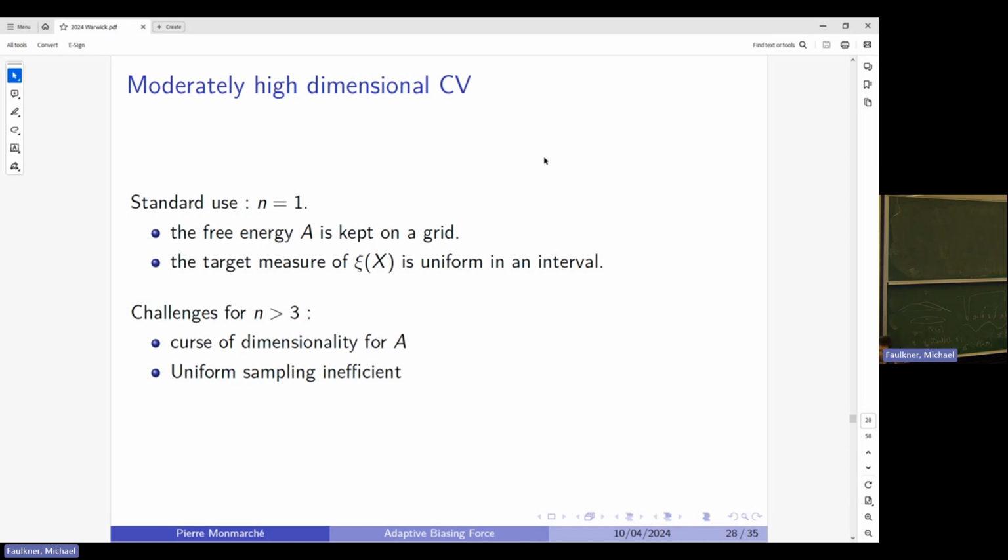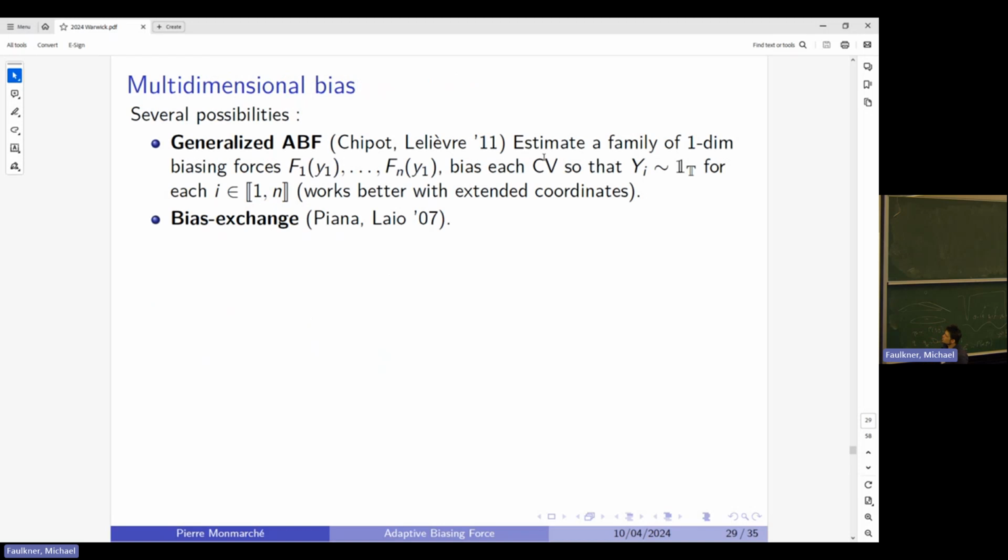Now we can learn collective variables, so we can learn a lot of them. So we have a new problem, which is we have too many collective variables, and we cannot keep the free energy on a grid. And it's not a good idea to sample the uniform distribution. The uniform distribution is good in dimension 1, 2. In dimension 10, you're already trying to go outside the canyon maybe, and so it's not good, and so you have questions about that.